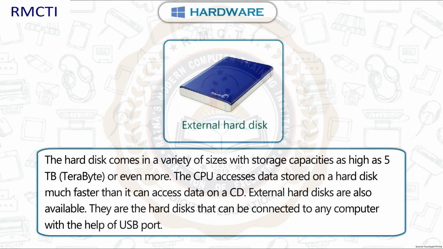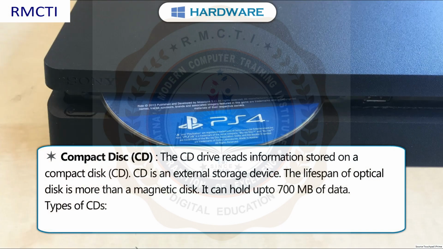The most important function of the hard disk is to store program files and data files. The hard disk comes in a variety of sizes with storage capacities as high as 5 TB, terabyte, or even more. The CPU accesses data stored on a hard disk much faster than it can access data on a CD. External hard disks are also available. They are the hard disks that can be connected to any computer with the help of USB port.